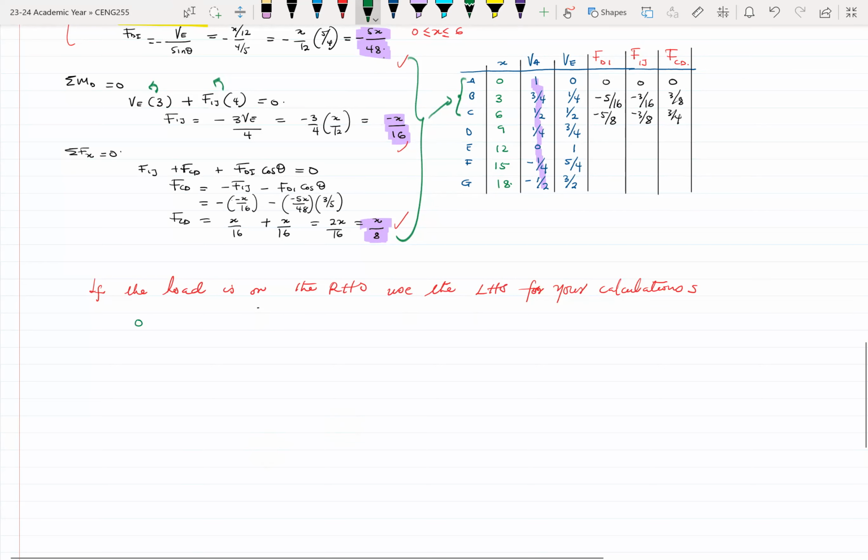So if the load is on the right hand side, use the left hand side for your calculations, or to find the forces in the members. That's basically what we are looking at. So if the load is between 6 and 18, that's between C and G. In between C and G, we use our left hand side for the calculations. Take note, but the x values are for the right hand side.